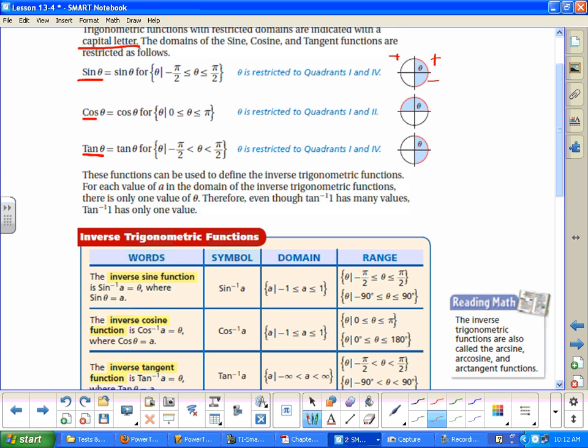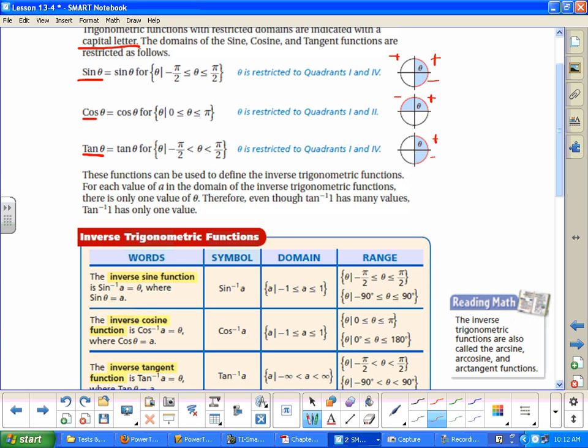Okay? For cosine, because its x values are positive there and negative here in the second quadrant, it encompasses all of the positive and negative values you could get for cosine. Tangent, positive in the first, negative in the fourth. Okay? So it encompasses all of the positive and negative values you can have. And that's why the restrictions are there.